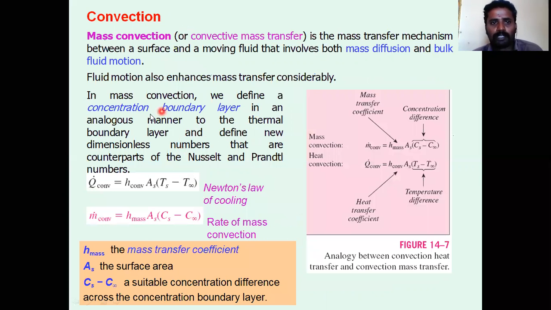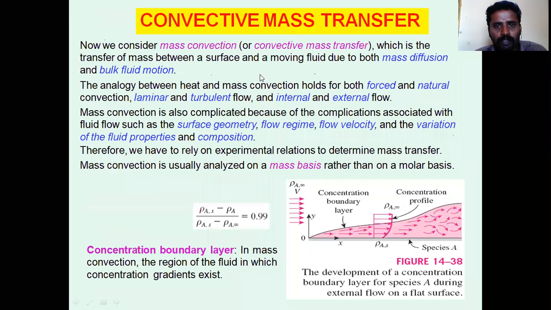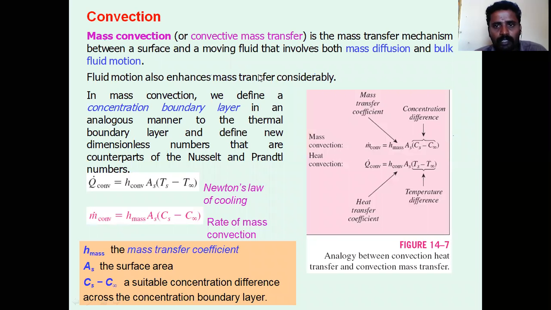The next topic is convection. Mass convection, or convective mass transfer, is the mass transfer mechanism between a surface and a moving fluid that involves both mass diffusion and bulk fluid motion.